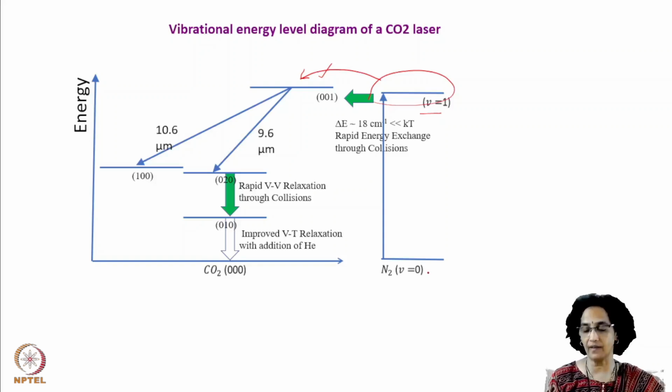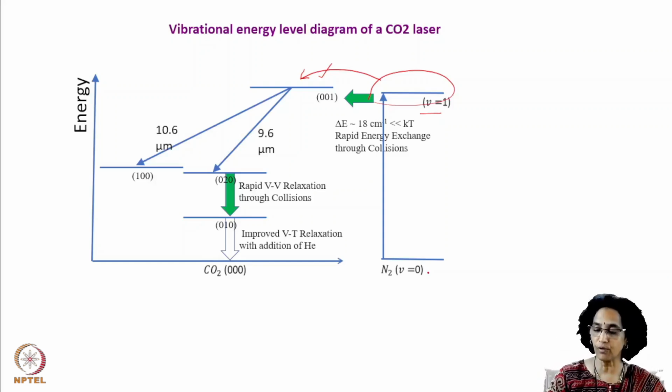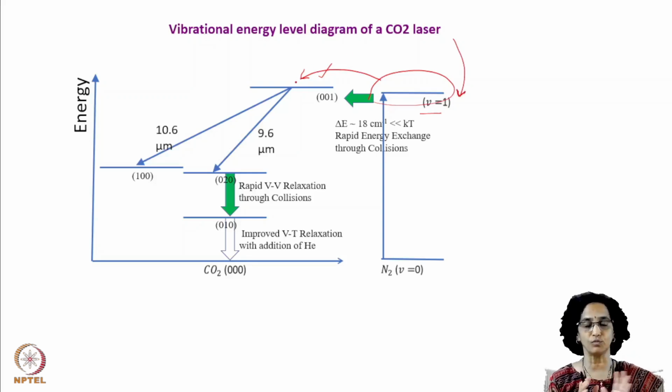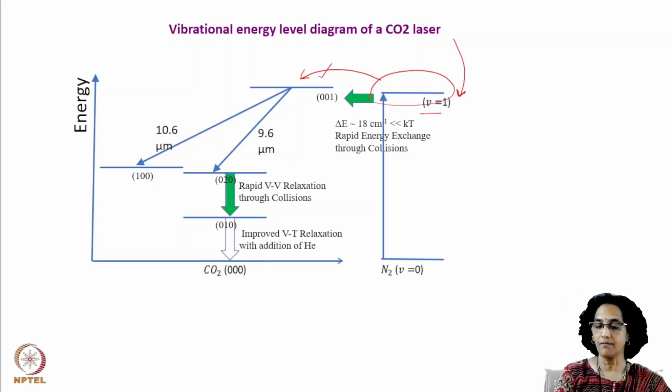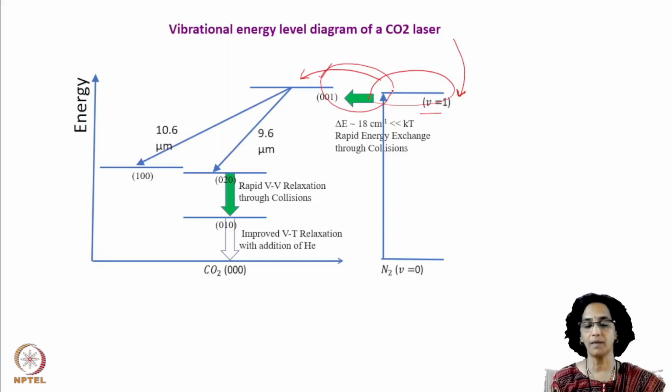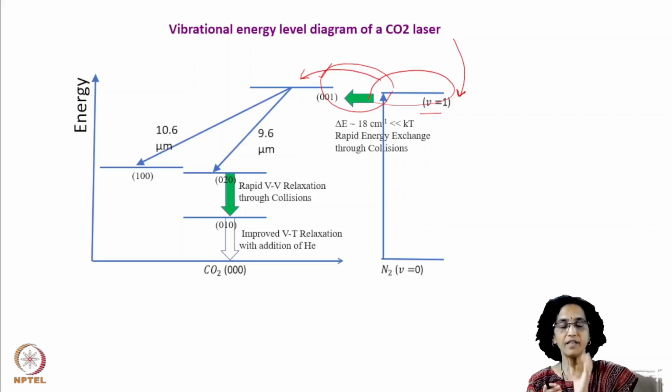And because nitrogen is a homonuclear diatomic molecule, it has only one ladder of vibrational energies, and therefore, this vibrational energy finally comes down to V equal to 1 and gets transferred to CO2. So the selective excitation is very well achieved by making use of nitrogen. And we have to understand that this energy difference is very small, much smaller than the kinetic energy, thermal energy of gas molecules, and therefore this is very efficient transfer of energy.